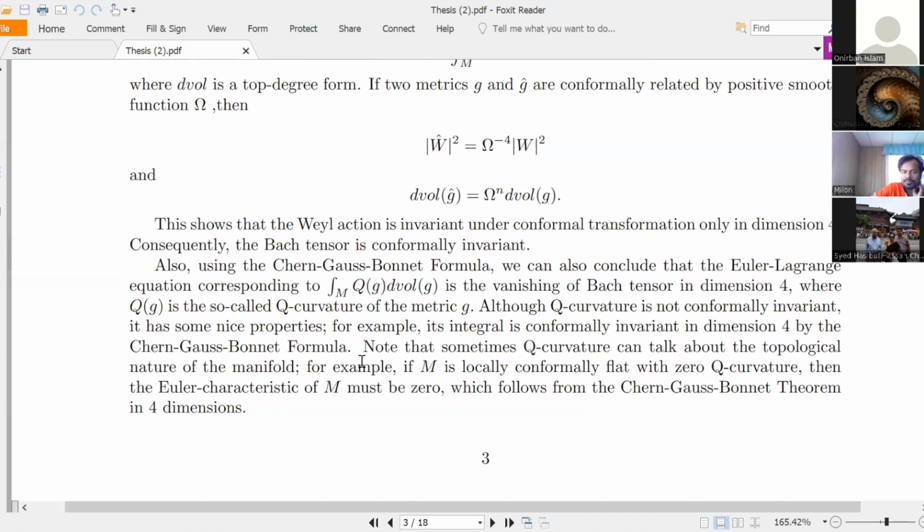Anyways, forget everything. You have a Riemannian metric, and if you have a Riemannian manifold, and that manifold is conformally flat, what happens if your Q curvature is identically zero? Then the Euler characteristic must be identically zero.